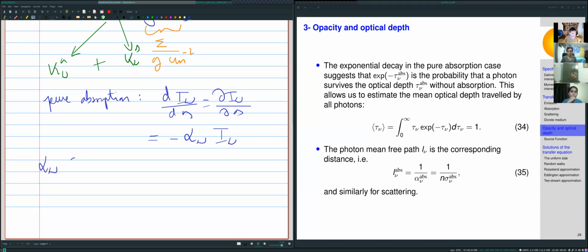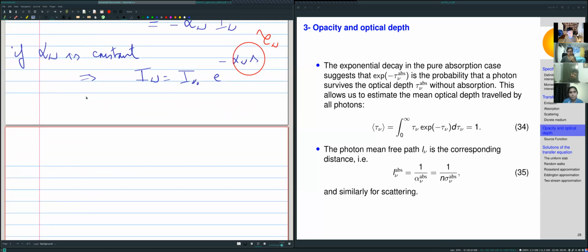If alpha nu is constant, I'll just write it. Then I nu is I nu 0 e to the minus alpha nu s. And this here is the optical depth. Okay, so that's the exponential decay.